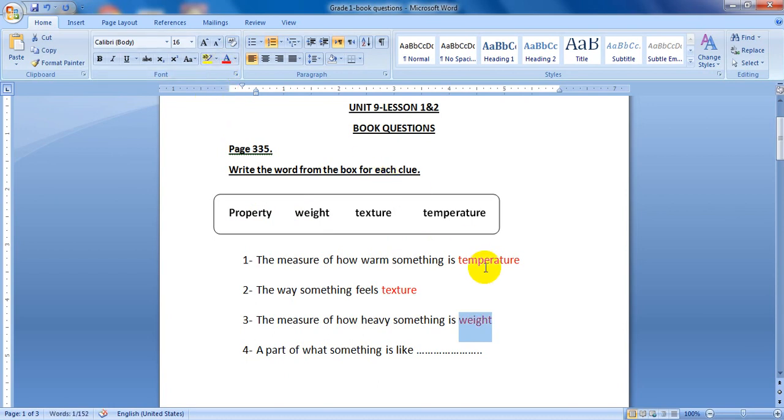And don't forget that temperature, texture and weight, all of them are some properties of matter, some characteristics that we can measure, how something looks or how something is like, and it will be the answer of question number 4. A part of what something is like, something we can measure for it, it's a property.